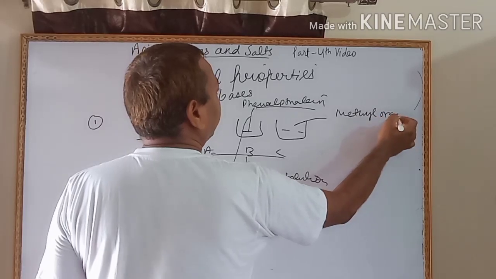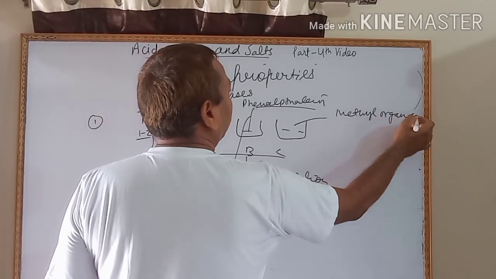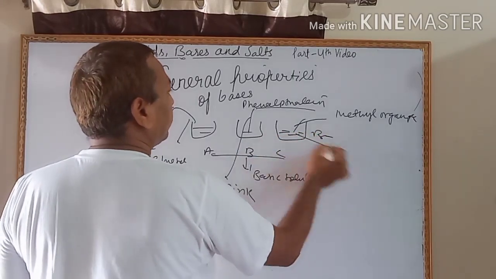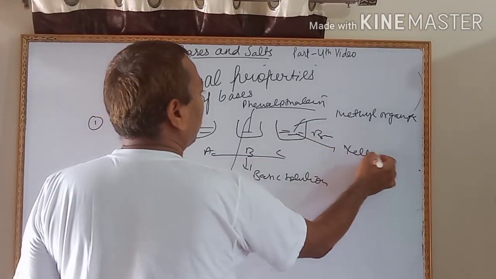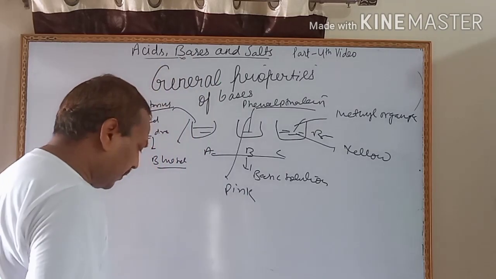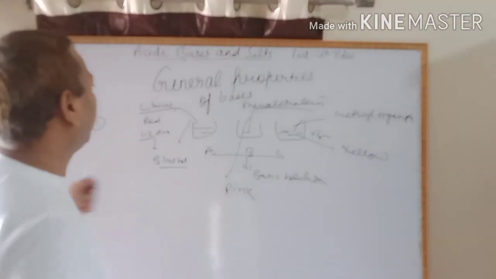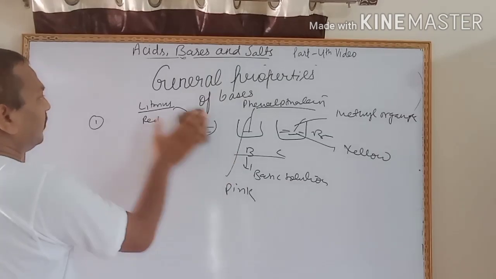Methyl orange in a drop in basic solution, same, it gives yellow color. So this is the 4th property, action of natural indicator on basic solutions.